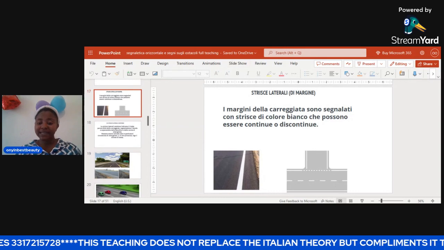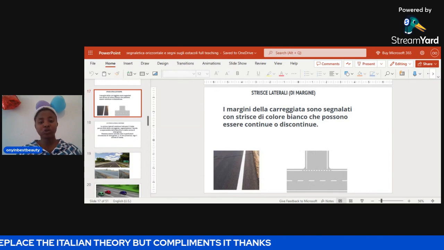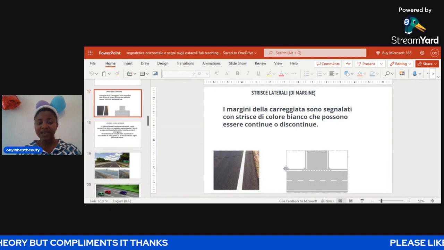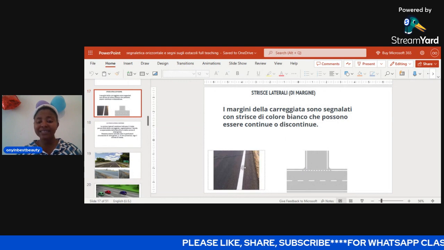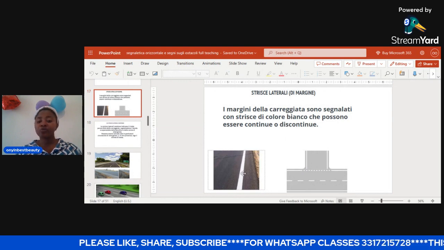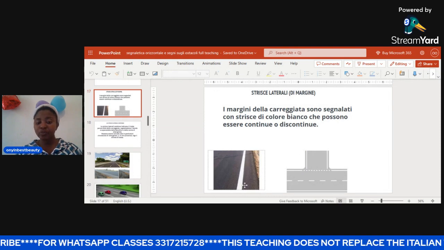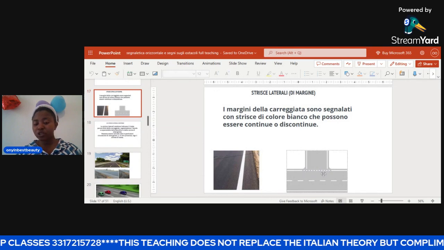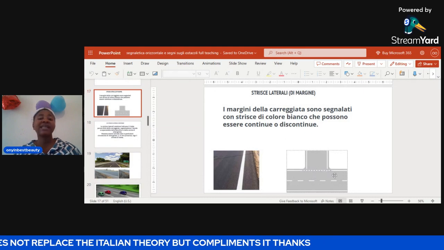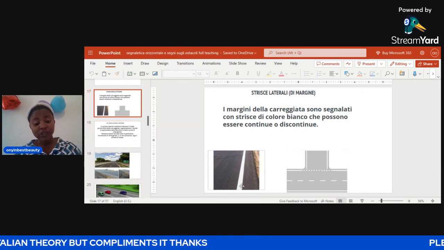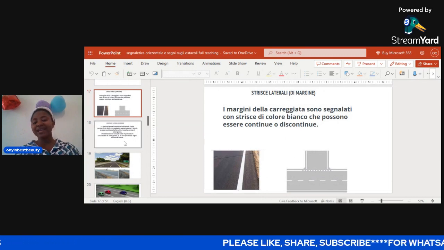Ai margini della carreggiata sono segnalati con strisce di colore bianco che possono essere continue o discontinue. Now, this margin of the carriageway can be signaled with a white line, white striscia, which can be continuous like this one, you see there's no breakage. This one is discontinua, because you see it breaks into pieces. That is why they call it a discontinuous line, while this one is straight and bold, they call it a continuous line. Continua and discontinua.